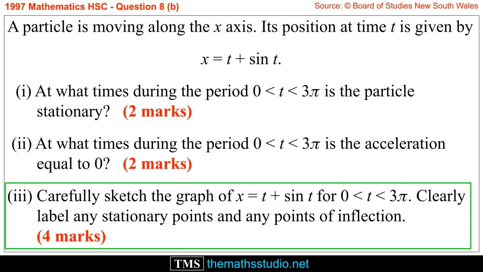Part 3. Carefully sketch the graph of x equals t plus sine t for t greater than 0 and less than 3 pi. Clearly label any stationary points and any points of inflection.